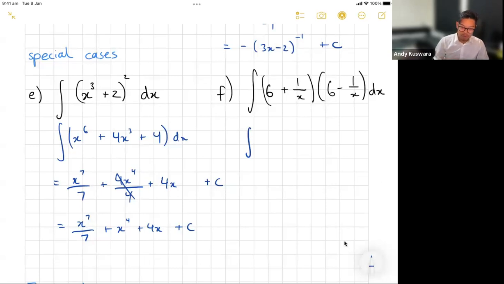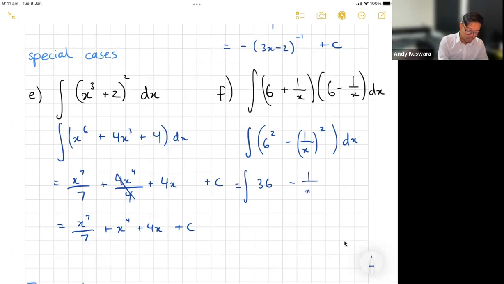If you do remember, it just means it's the first term squared. So in other words, 6 squared, take away 1 on x squared. That's your difference of two squares. Now let me clean that up a little bit. That's going to be the integration of 36 take away 1 on x squared dx.